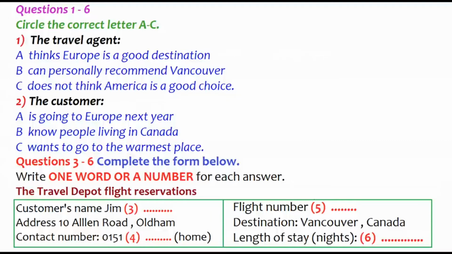Now look at Part 1. Part 1. Well, I'm looking for a reasonably priced holiday. I went to South Africa for a month last year, and I'd like to see North America this time, maybe Canada. First, you have some time to look at questions 1 to 6.